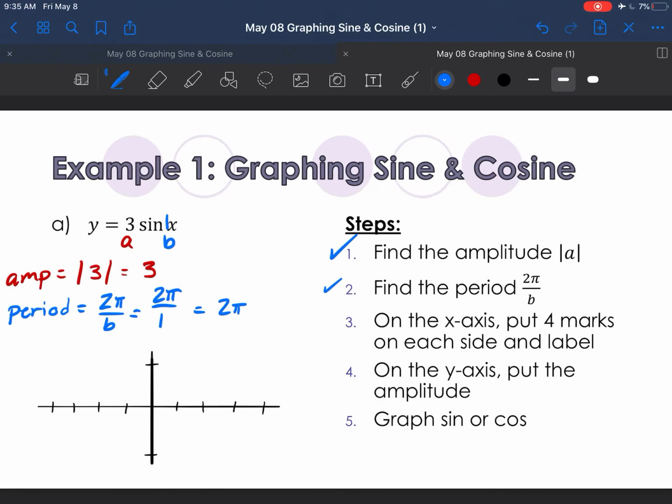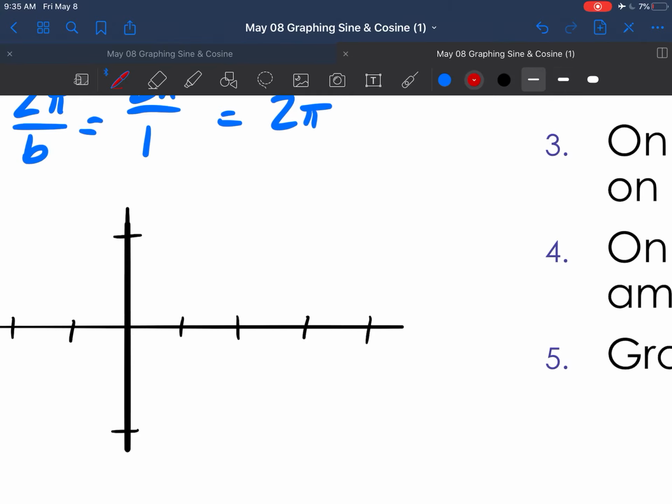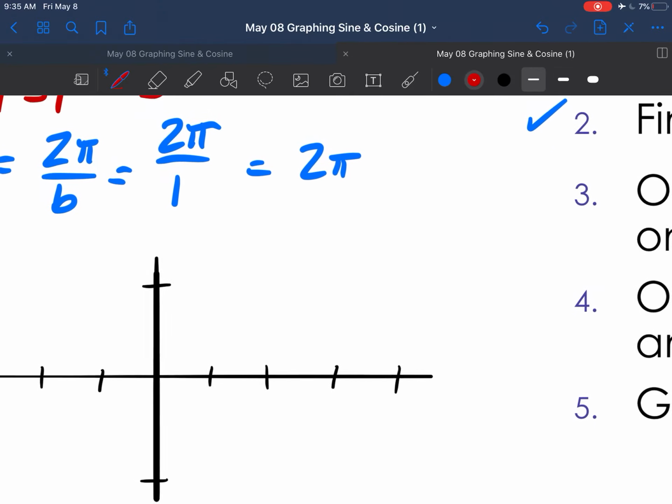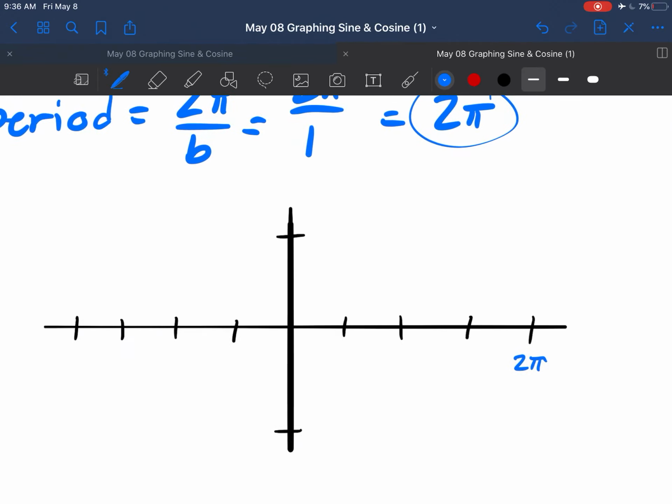Oh, we need to label them. So I'm going to label the x-axis. The way you label it is using the number for the period. So the period was 2 pi, so that's what's going to go on the end, 2 pi. And then the left side is going to be the negative side, so negative 2 pi. Then we just need to label the halfway point.